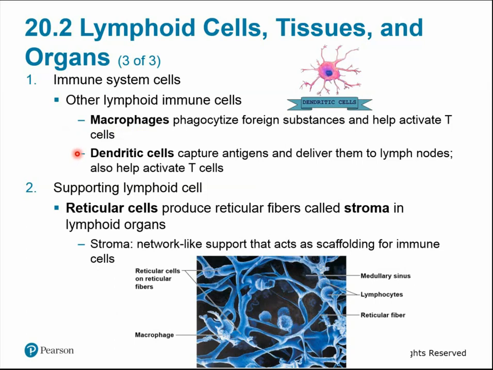Dendritic cells are going to, again, capture those antigens and deliver them to the T cells to turn them on, to activate them, to alert the immune system and the lymphocytes that there's potential infections. And they're called dendritic cells because they look kind of like dendrites in the nervous system. And then a supporting lymphoid cell that doesn't really have a direct role in immunity or protection are the reticular cells. So these are more kind of structural. They're going to form the stroma, or kind of the scaffolding structure of the lymphoid organs.